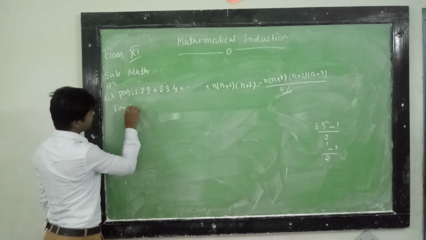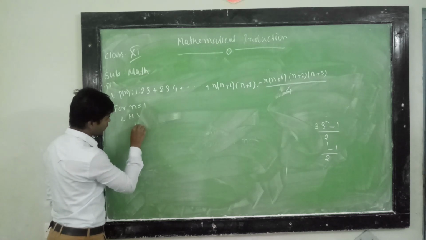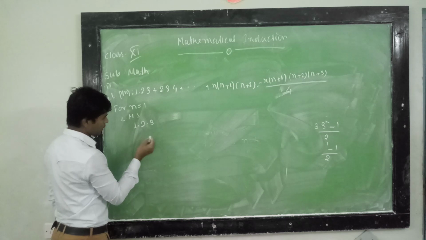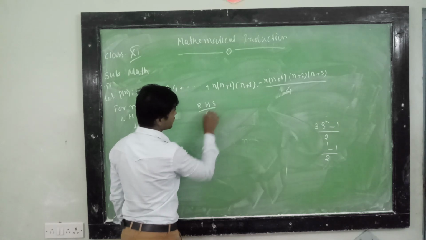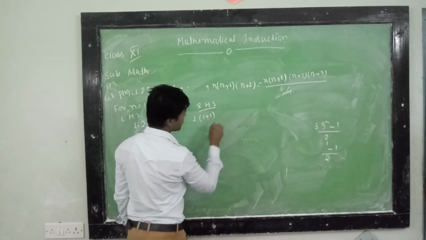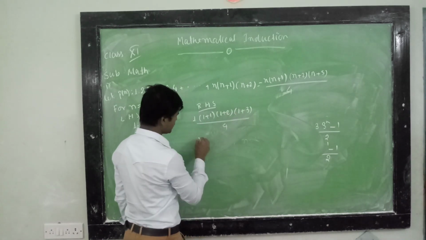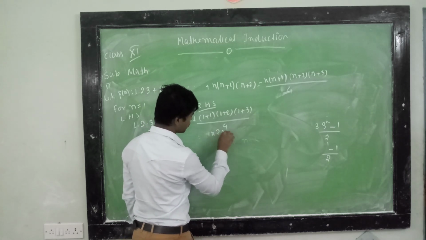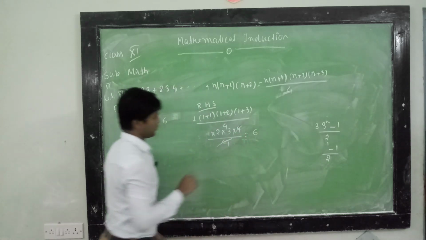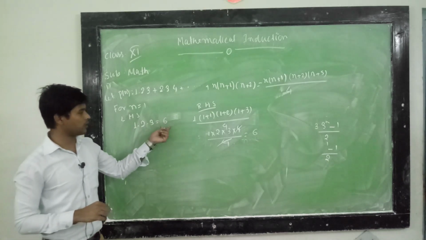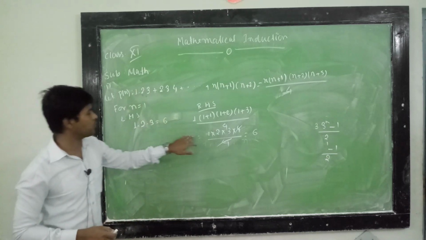So put n equal to 1. The left hand side, the first term, will be 1 into 2 into 3, which is equal to 6. The right hand side is 1 into (1 plus 1) into (1 plus 2) into (1 plus 3) by 4, which is 1 into 2 into 3 into 4 by 4. 4 and 4 cancel each other, so it is the same. So for n equal to 1, the left hand side and the right hand side are equal. So we can say that the statement is true for n equal to 1.